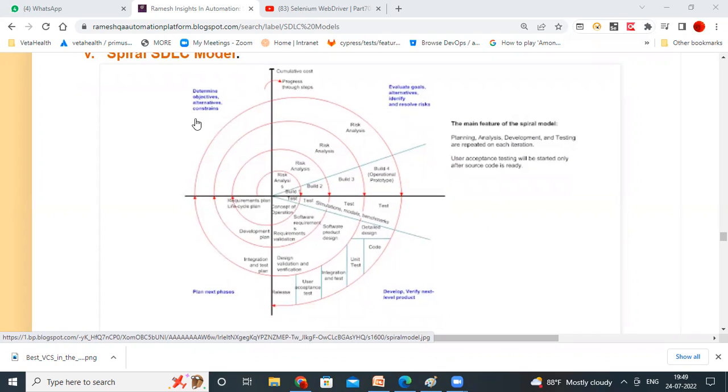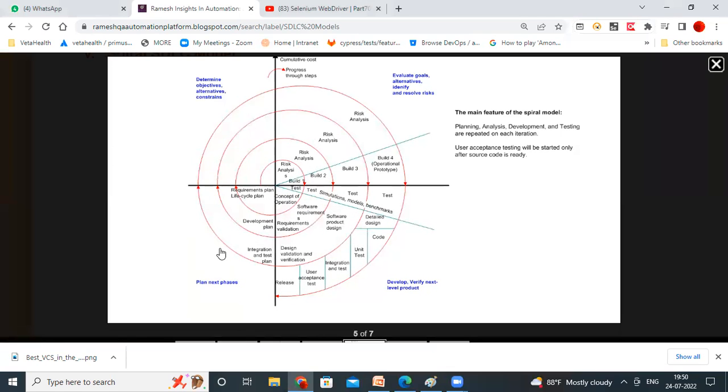So you will determine the objectives of your project, and you will finalize all the requirements. Then you will evaluate those goals and the requirements. Then you will develop and test it, and you can plan for the next phase in the last quarter. Okay, so this is the main agenda of this spiral model. But another thing is, you can observe here, every phase there is a risk analysis. Every cycle there is a risk analysis. That's the main focus in this spiral model.